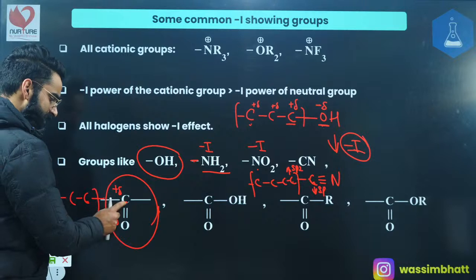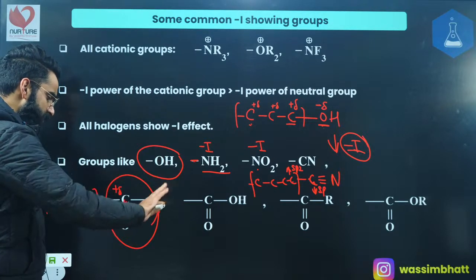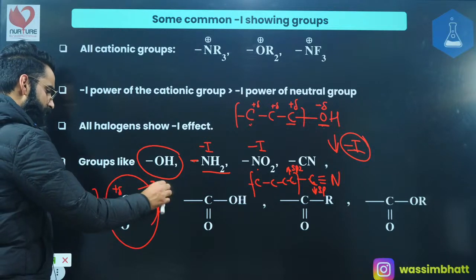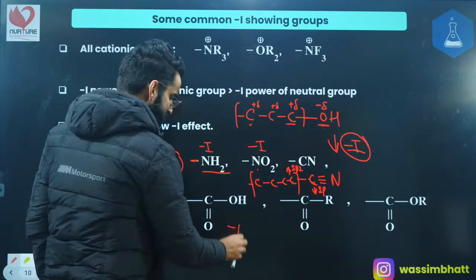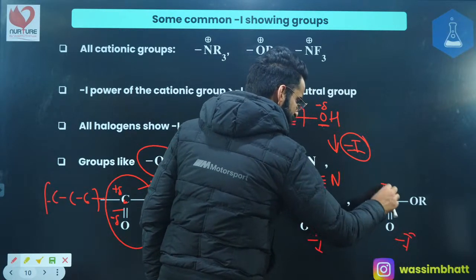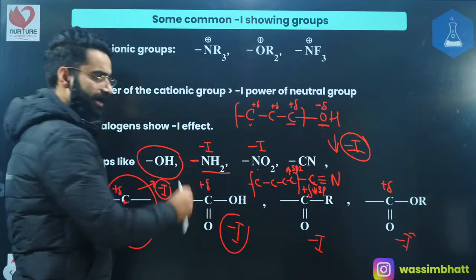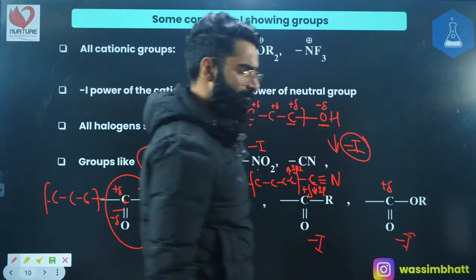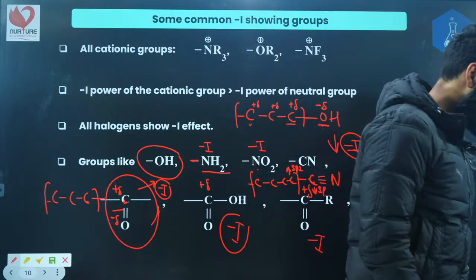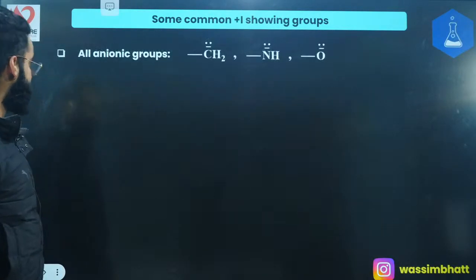Due to which this group is going to attract the sigma electron density towards it, which makes this group show minus I, right? Same is the reason for this. It shows minus I. Same for this, minus I, same for this, minus I. Because everywhere carbon is having delta positive, because everywhere carbon is attached with a more electronegative element like oxygen, right? Right, people? Perfect. Let's move on and talk about a few more interesting things.